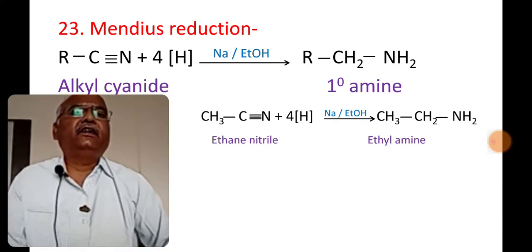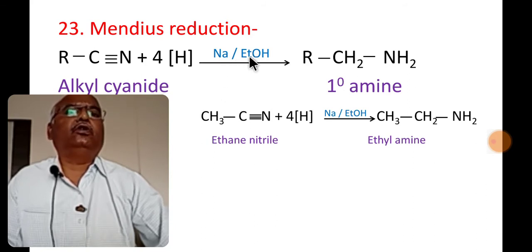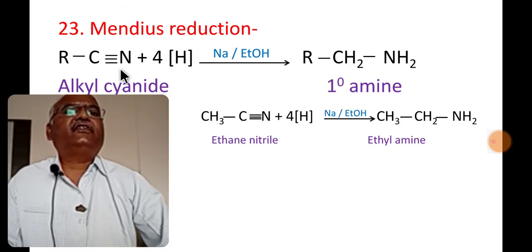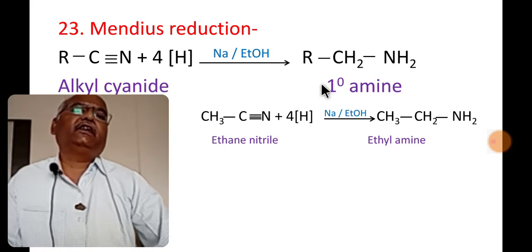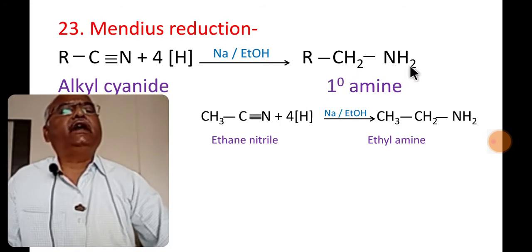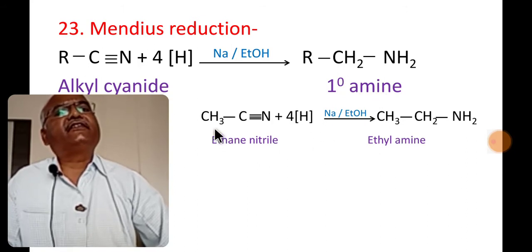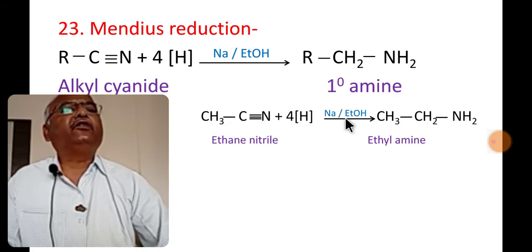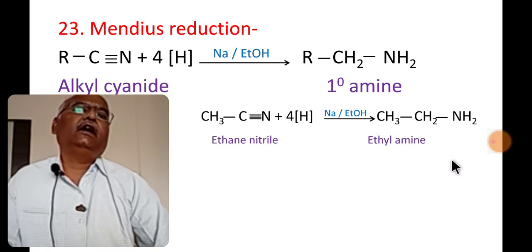Alkyl cyanide is reduced with sodium and ethyl alcohol. The nascent hydrogen produced reduces cyanide group into primary amine group. So here RCH2NH2 primary amine is produced. Look at this example. Methyl cyanide undergoes reduction when treated with sodium and ethyl alcohol to give ethyl amine.